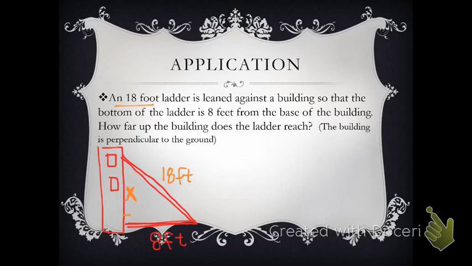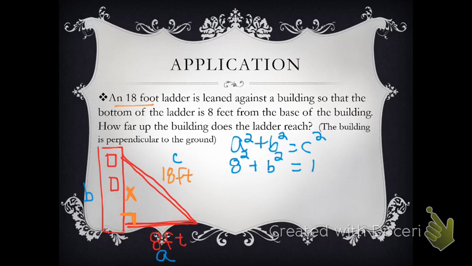So usually, when they build buildings, they make them perpendicular to the ground, except for the Leaning Tower of Pisa. That's not something they do too often. So we are going to assume that that's a right angle. And then our two legs would be the 8 and the x, and our hypotenuse would be the 18. So we're going to use our a squared plus b squared equals c squared formula. One of the legs was 8. The other leg we don't know, so we're going to solve for that. And the hypotenuse was 18.